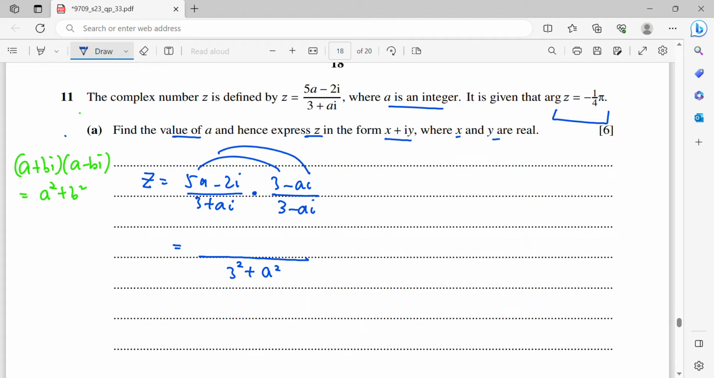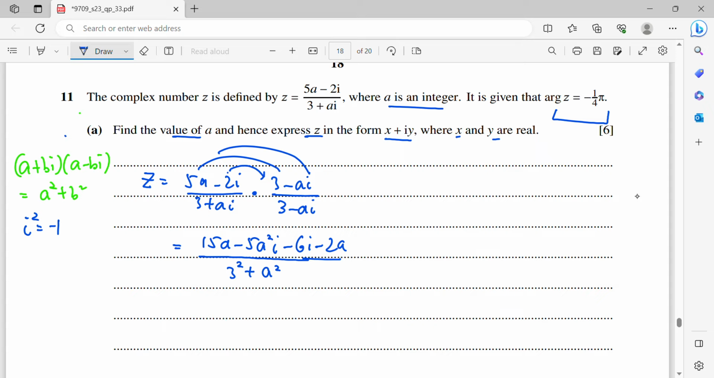And the numerator, just do expansion. So 5a times 3, 15a. 5a times negative ai. Okay, so it will be negative 5a squared i. Then negative 2i multiplied by 3, it will be negative 6i. Minus 2i times negative ai. So i squared is minus 1. So i squared is minus 1, then times by another positive, it will be negative 2a. Okay, so when you do expansion, it will be negative 2a.